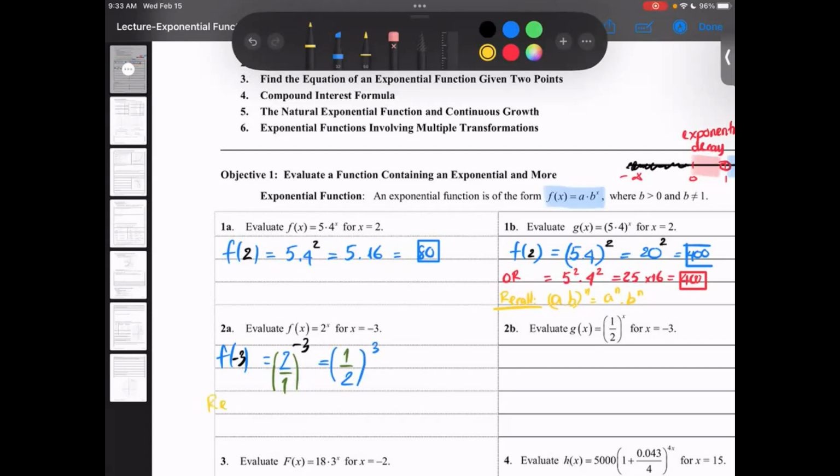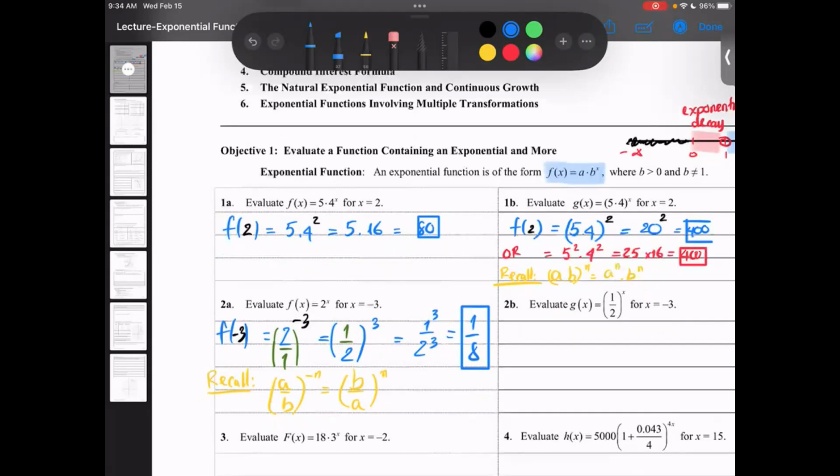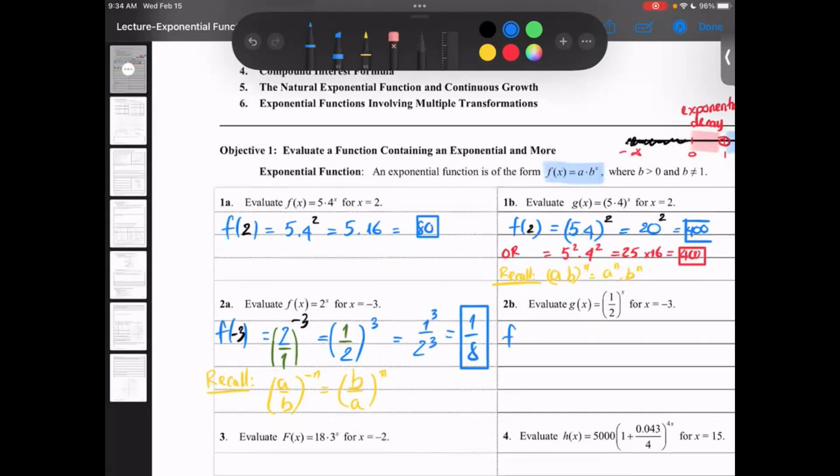If I have a over b to the negative n, I want to get rid of the negative exponent. All I do is flip the fraction inside. So b over a is now raised to the positive n power, which is 1 over 2 cubed. 1 cubed is still 1. 2 cubed is 8. Do you remember those rules? A long time ago. Let's keep going and finish them all.